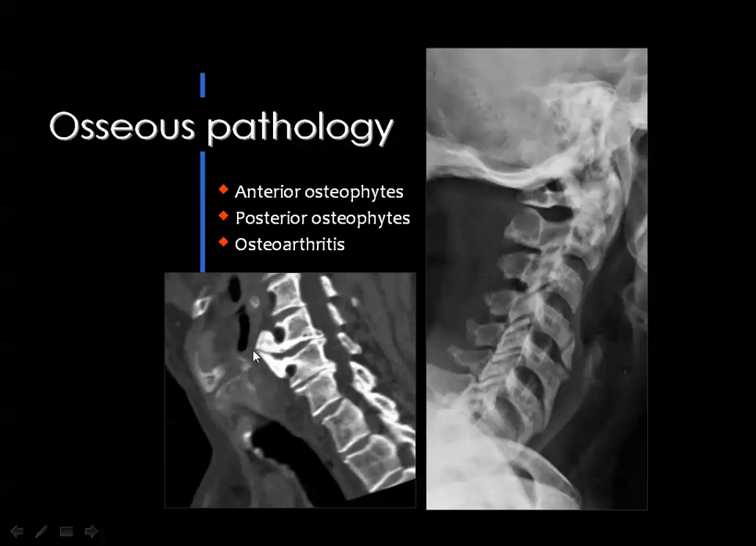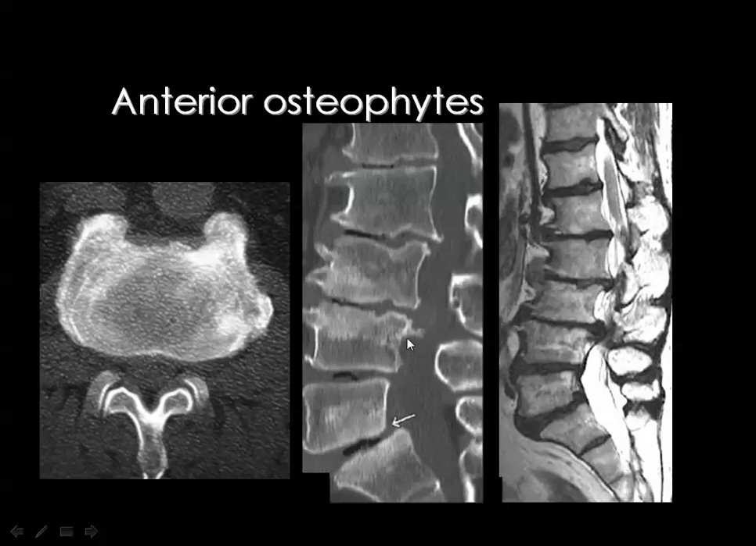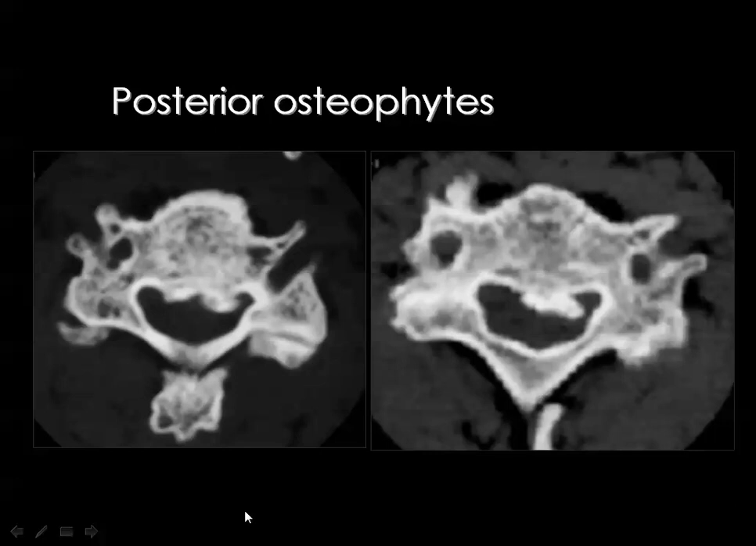Anterior osteophytes are of little neurological significance, but the posterior osteophytes are very important because they will encroach on the spinal canal. You see, these very big osteophytes are of little significance, but smaller osteophytes like these ones can affect the thecal sac and can also affect the spinal cord if they are in the cervical region.